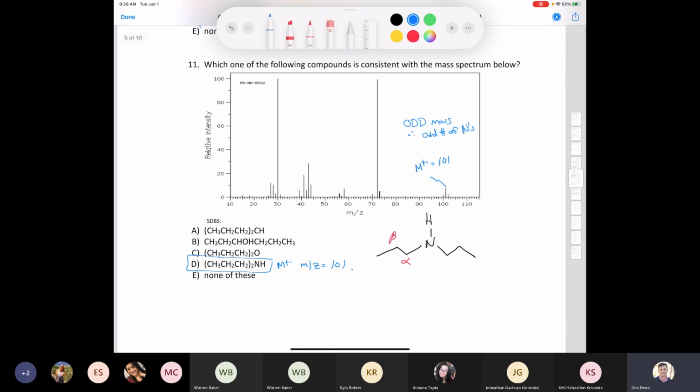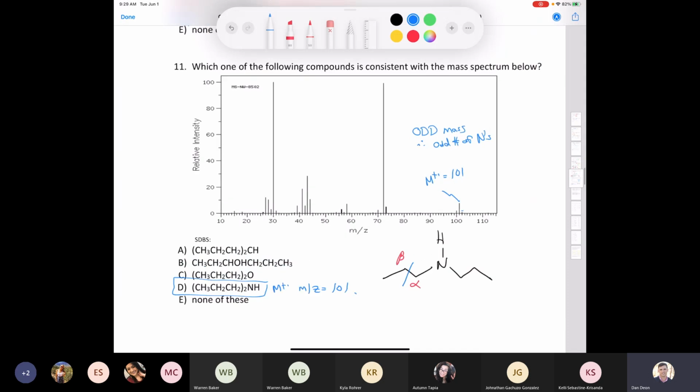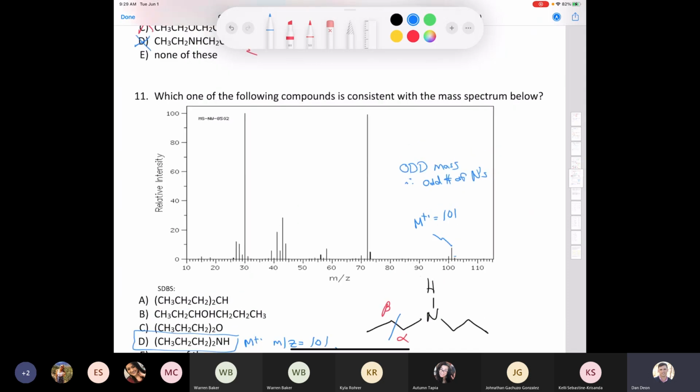So what if you had alpha cleavage, right? That would be the loss of 29 if you were to break there. So if you take 101 and you lose 29, what do you end up with? 72. And lo and behold, there's a giant peak here at a mass overcharge of 72. So this is from the loss of the ethyl radical, right?